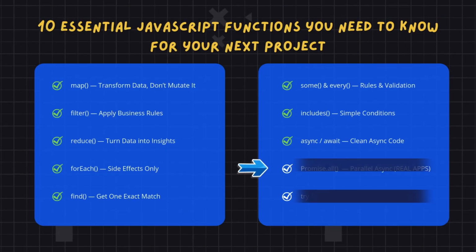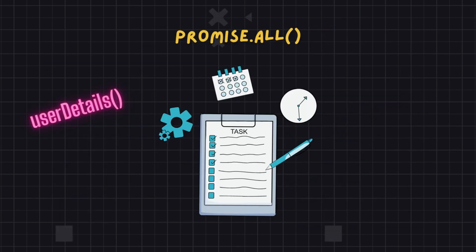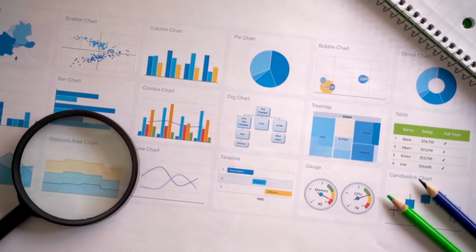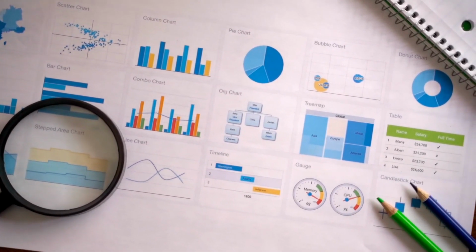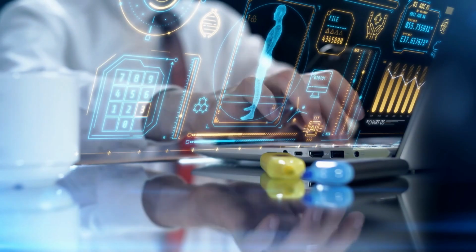Parallel async. This is used in almost every real application. The Promise.all function lets you run multiple async tasks in parallel. Faster dashboards, faster pages, better user experience. This is how real apps feel fast.